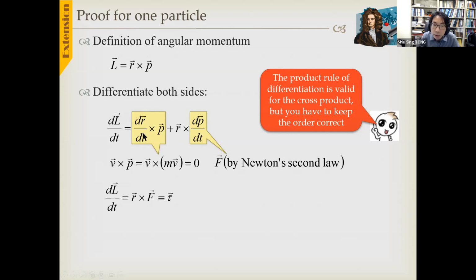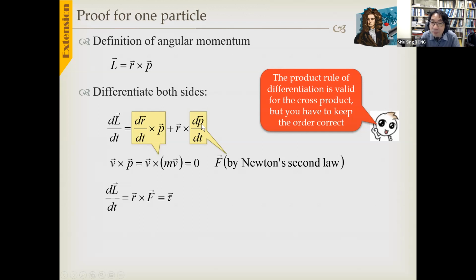Now let's examine what dR/dt cross P is. dR/dt is the velocity. So you have the velocity cross with the momentum. But the momentum itself is the mass multiplied by the velocity. So you now have the velocity vector crossed with the velocity vector. If two vectors are parallel to each other, the cross product is 0, right? Because the angle between them is 0, so the sine of the angle is 0. So V cross V is 0, and the first term vanishes.